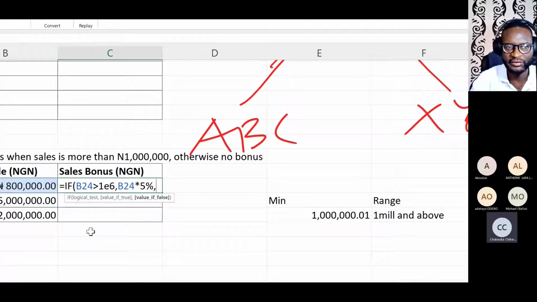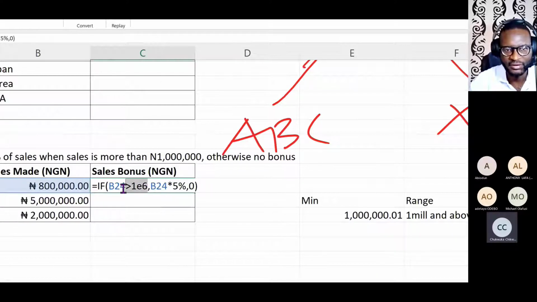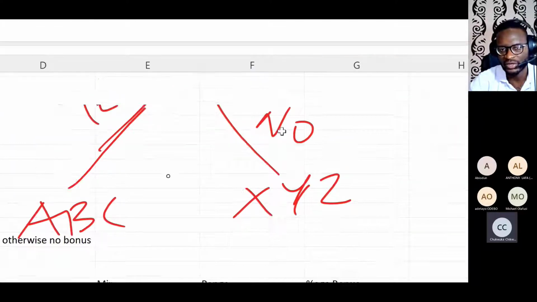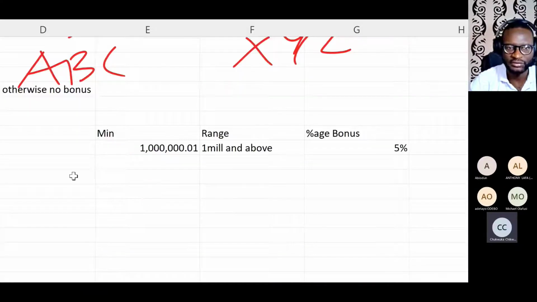So if the answer is true, then what you do, times 5%. If the answer is no, then you get 0 bonus, right? And then I do enter. So this is the condition we are checking for. This is the answer if true. And this is the answer when the answer is no, like you did not meet the condition. So this is quite straightforward.